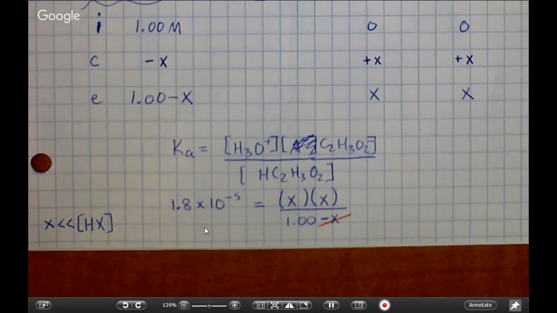Where's the HX? HX is a generic acid. In this case, it's acetic acid.